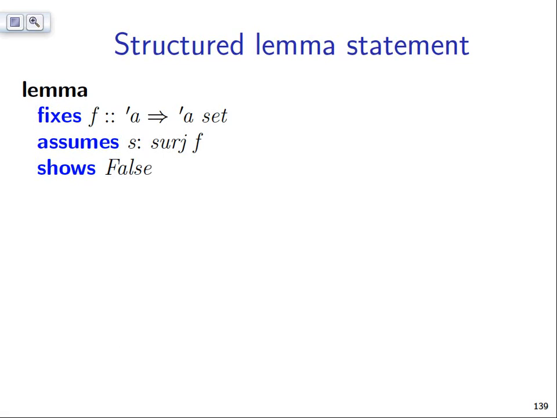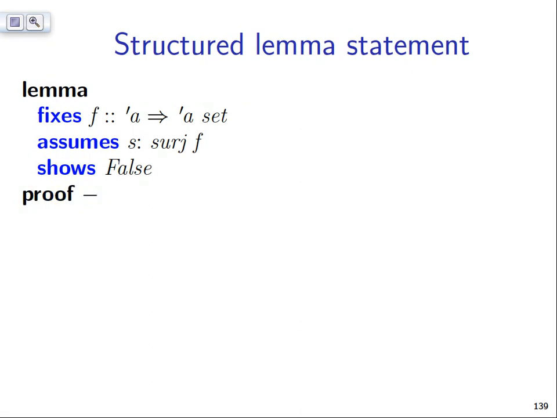This is not identical to what we proved earlier. Earlier we proved not surjective. Now we're proving surjective implies false. That's logically equivalent, but syntactically a different way of expressing the same thing. And I'm using now an implicational format because I wanted to demonstrate these structured proof statements, structured lemma statements, where you separate the assumptions from the conclusion.